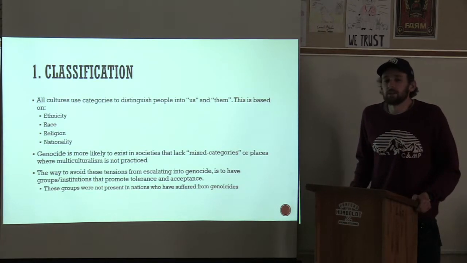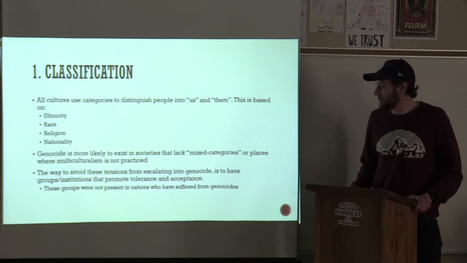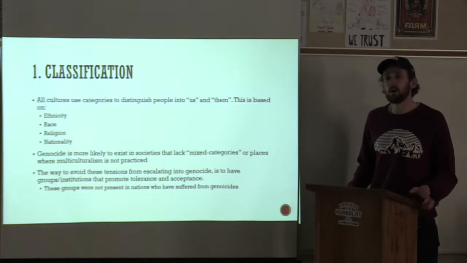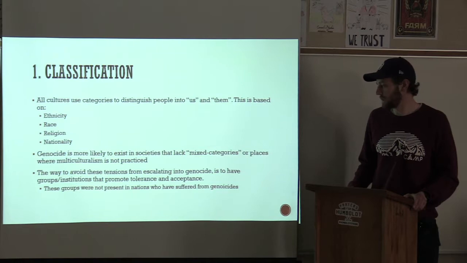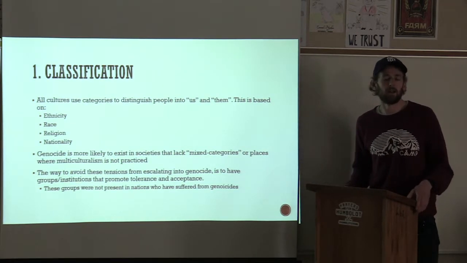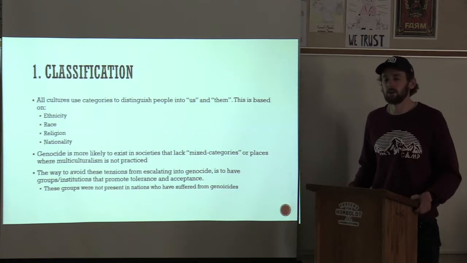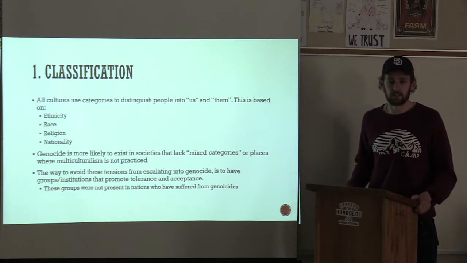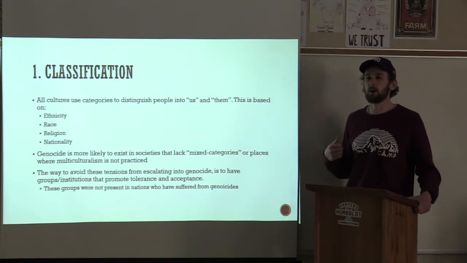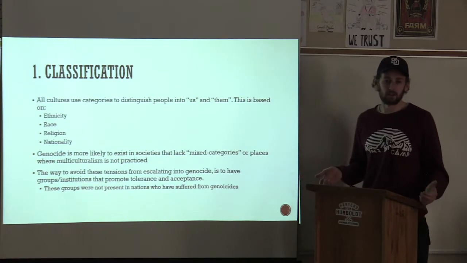So the best way for societies today to avoid these tensions from escalating into a genocide is to have groups or institutions or laws or practices that essentially enforce or mandate tolerance between the 2 groups. Things like the multiculturalism law in Canada, the Canadian Charter of Rights and Freedoms, those things do not exist in states that have had genocide in the past. If they did, then the early stages of genocide would have been recognized as illegal and some intervention would have taken place.